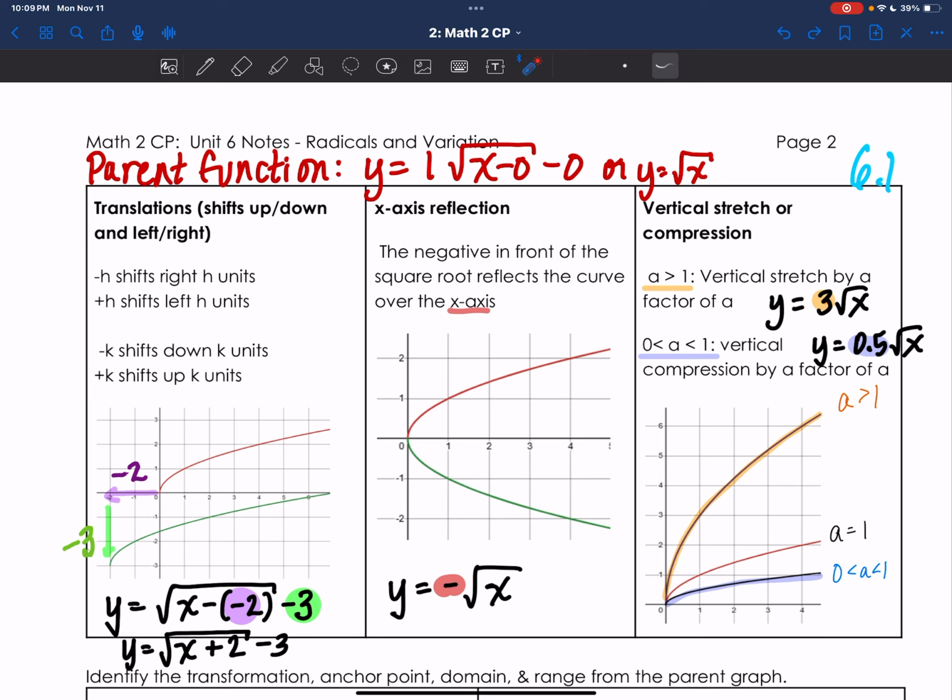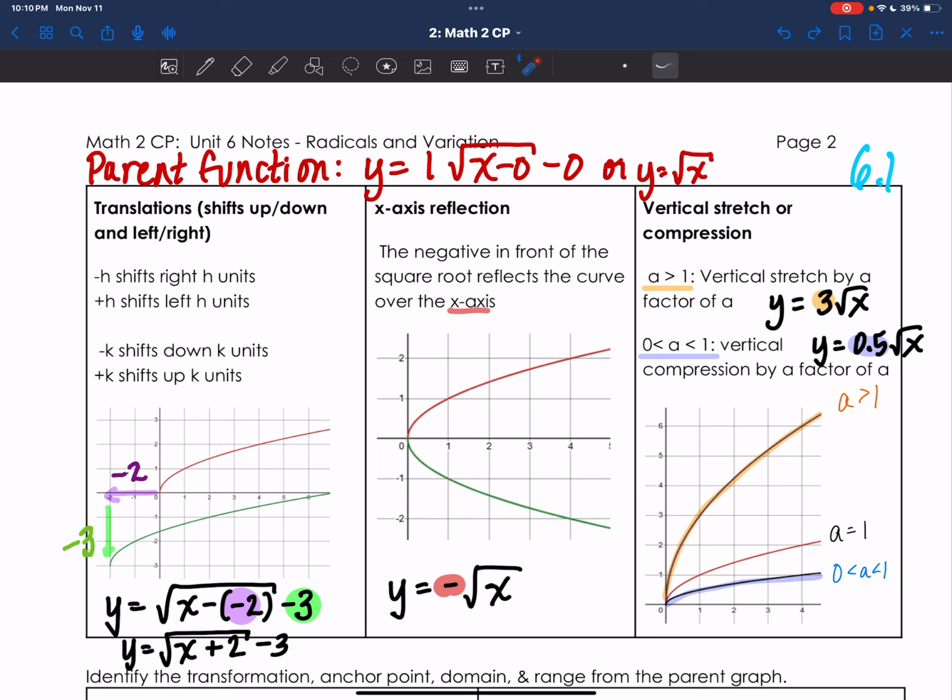And then next, if you were to have a reflection, notice before it's always been positive values, because you want a positive value under the radical. If you have a negative value, then it's going to flip it. But notice the negative is going outside the radical, not inside the radical. So if you have a negative in front of the square root, it's going to go this way, so it flips over the x-axis.